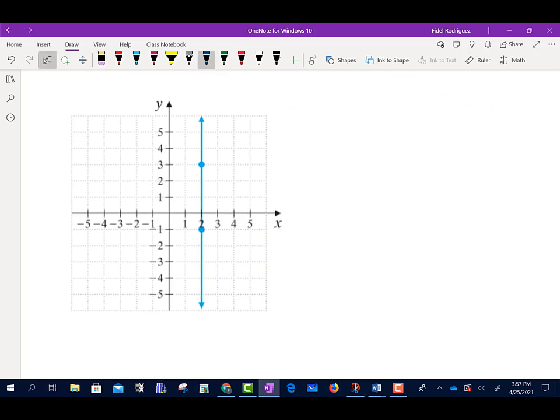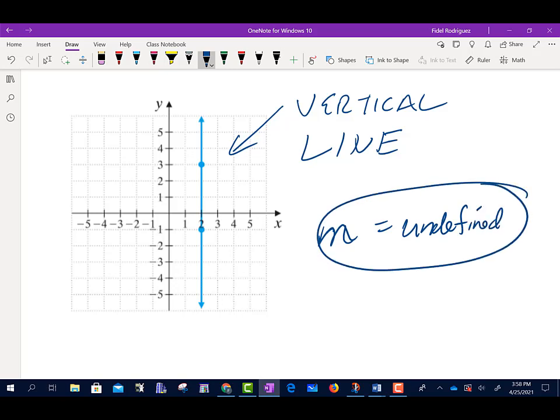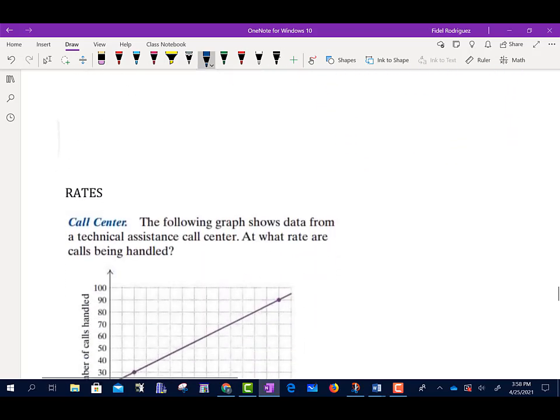Now, another interesting note, this here is what we call a vertical line, okay? Anytime we have a vertical line, we say the slope is undefined, right? Is that line going up? Yes. So it's positive. Is that line going down? Yes. So it's negative. So it's very difficult to determine, is it going up, is it going down? So we say it's undefined, okay? Vertical lines, slope is undefined.